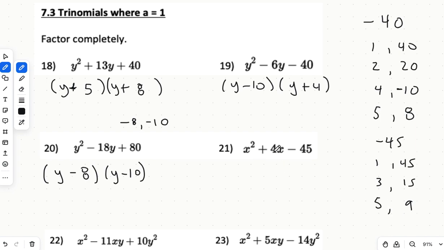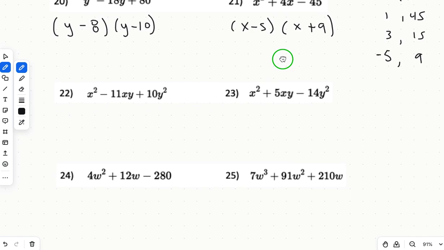We want the one that's 4 apart, and so that's the 5 and the 9, and the 4 is positive, so the 9 is going to be the positive. The big number carries the sign there, so negative on the 5. So this will be x minus 5 and x plus 9. And you can always check any factoring problem by multiplying. So if I FOIL that back out, it should come to what we started with.